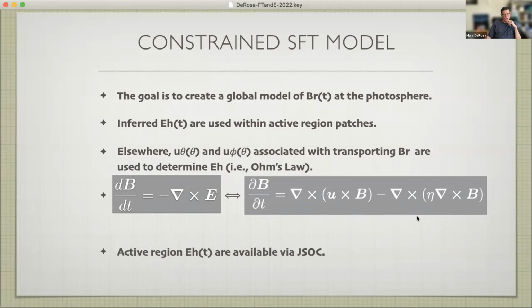And so that allows you to, ideally, if you have good electric fields, just plug them into this equation and take their curl and evolve B, at least B on the photosphere.